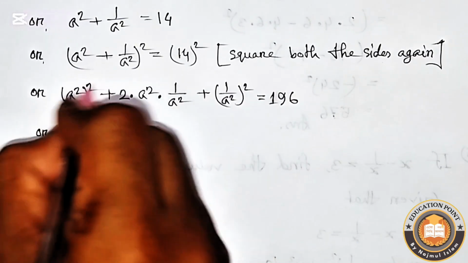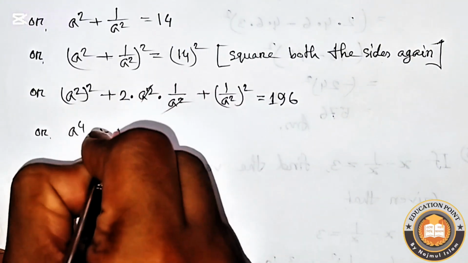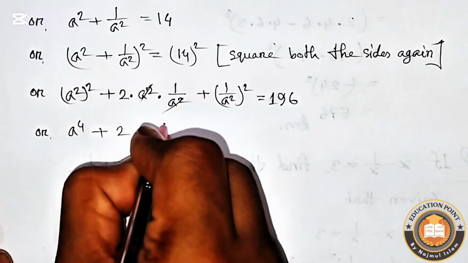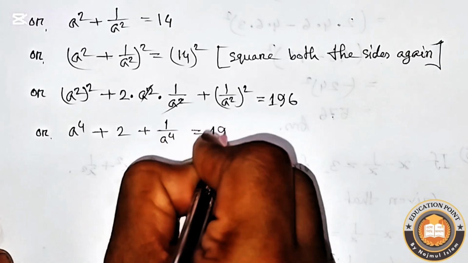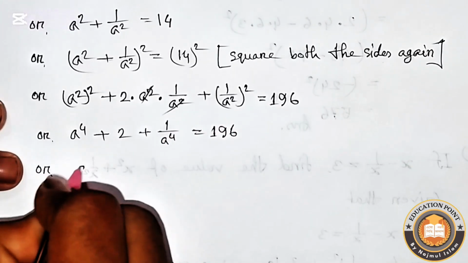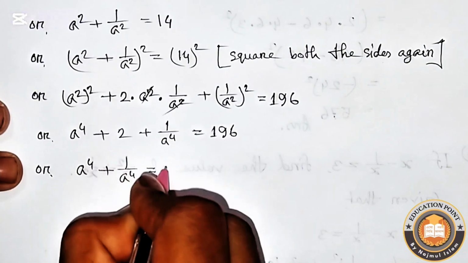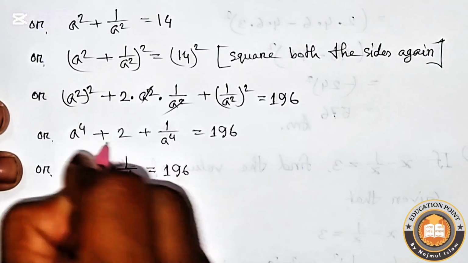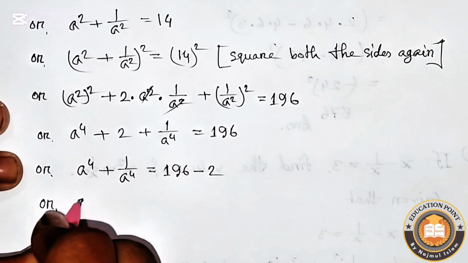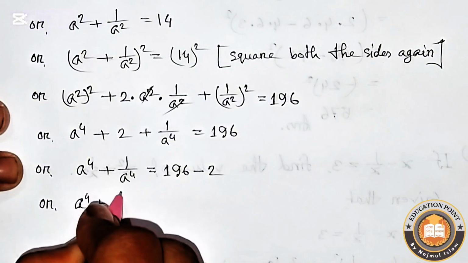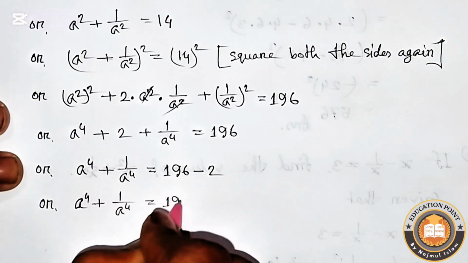So (a²)² equals a to the power 4, plus 2, plus (1 by a²)² equals 1 by a to the power 4, equals 196. Or a to the power 4 plus 1 by a to the power 4 equals 196 minus 2. So a to the power 4 plus 1 by a to the power 4 equals 194.